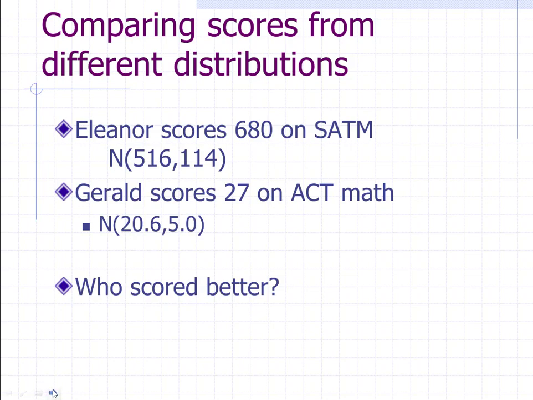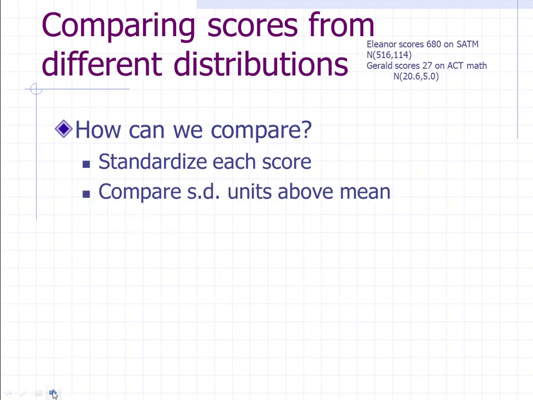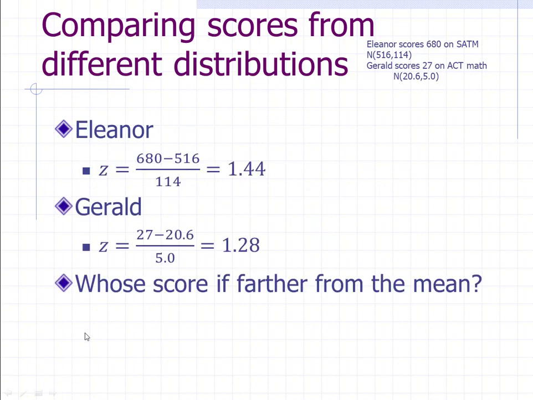Well, we can compare them by putting them on the same scale. To put them on the same scale, we're going to standardize each score, and then we're going to compare how many standard deviation units they are from the mean. So let's standardize Eleanor. There's Eleanor's score minus the mean divided by the standard deviation, and so Eleanor's standard score is 1.44. Gerald scored 27. The mean of the ACT was 20.6 and the standard deviation was 5. Gerald scored 1.28 standard deviations above the mean.